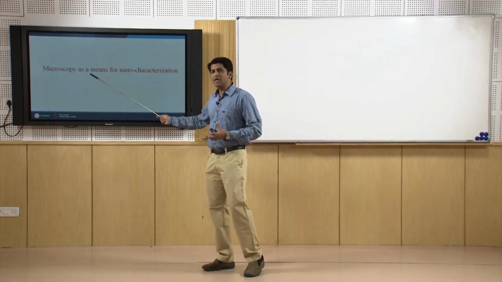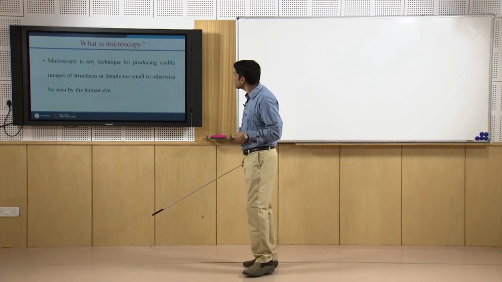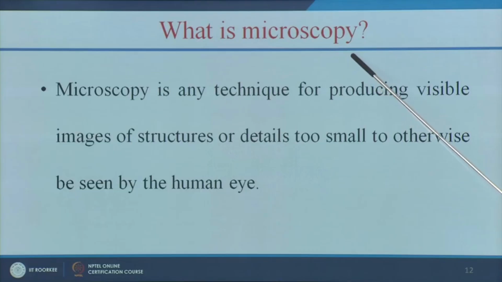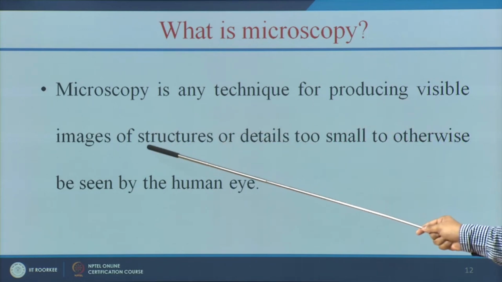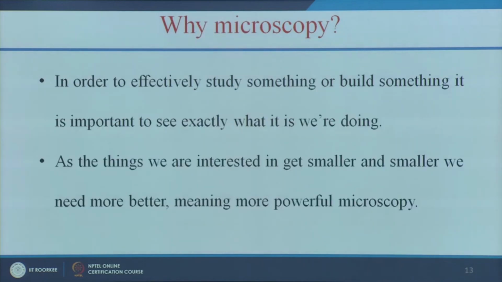So, let us see how we can use microscopy as a means of nano characterization. First, what is microscopy? Microscopy is any technique for producing visible images of structures or details which are too small to see with the human eye. Why do we need a microscope? Because in order to effectively study something or build something, we need a microscope. We can understand the structure, shape and everything. Further, by understanding the structure, we can modify the structure or shapes.